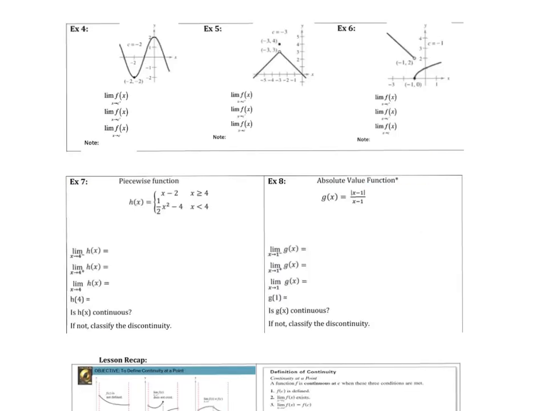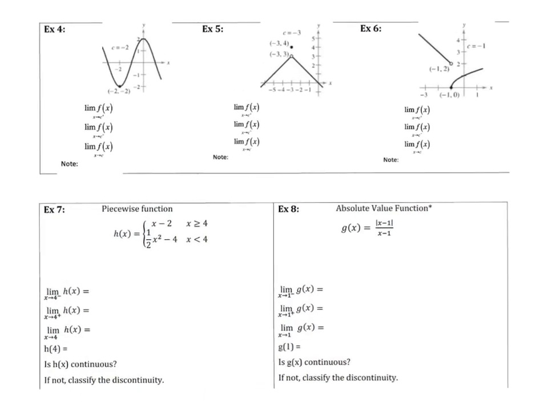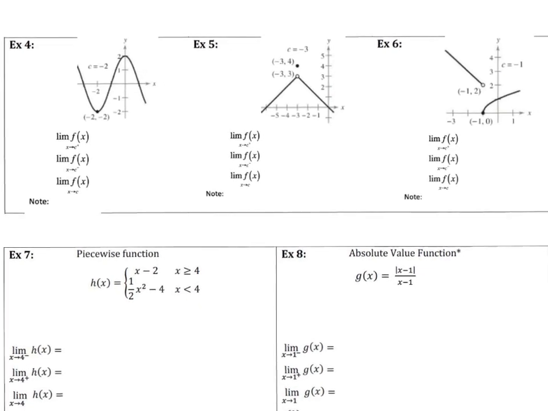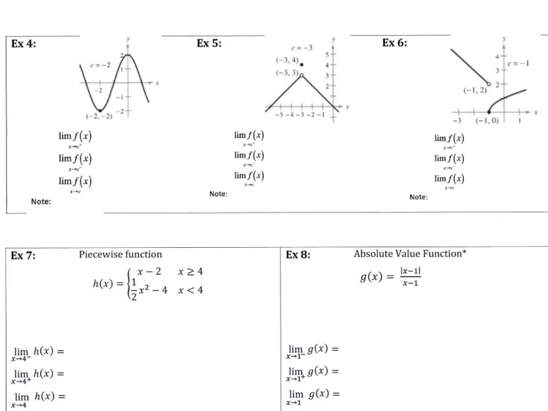The next page of your notes, then we'll look at a few more examples. So for each of these examples, we want to look at the limit as x approaches c from the left, from the right, and just as x approaches c, to talk about whether the limit exists and also whether the function is continuous. In the first example, or in example 4, c is equal to -2.